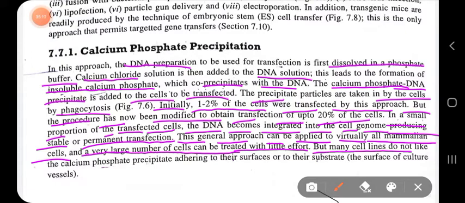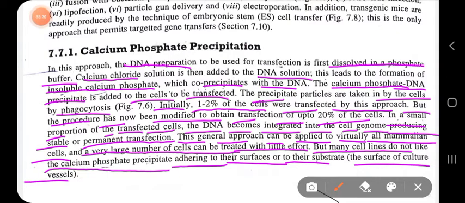Many cell lines do not like calcium phosphate precipitate adhering to their surface, the substrate surface of the culture vessels. Now there is a little problem: in the cell culture where we are maintaining particular cells, they don't like this calcium phosphate precipitate adhering to their surface. It's not that they will not survive, but they don't like it, as it interferes with their normal metabolic activities actually.